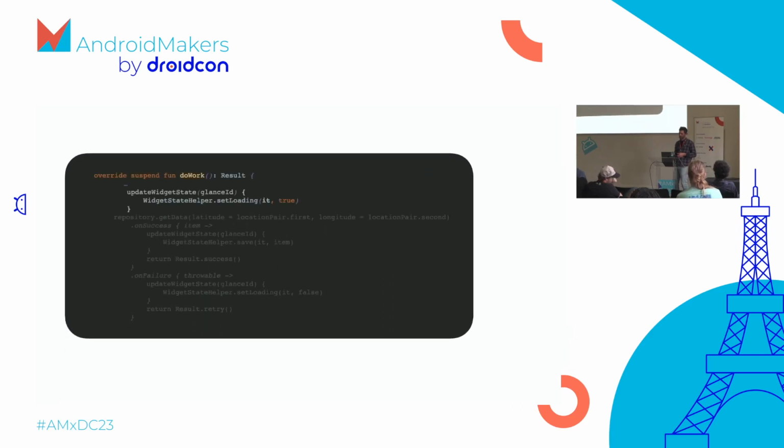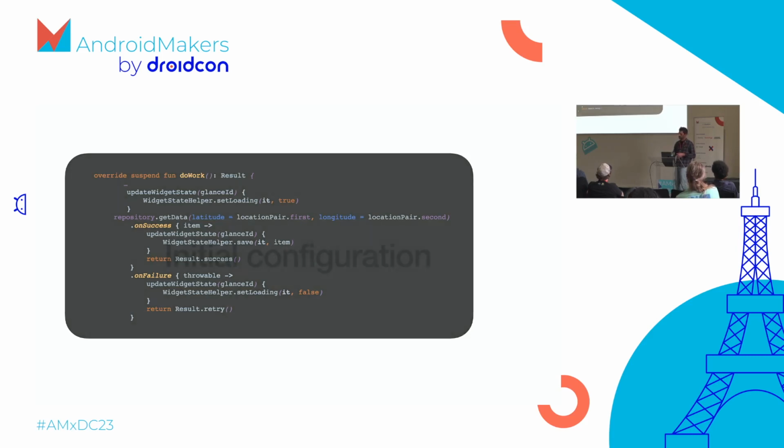So then I can go to do my work, update widget state, and set loading to true. Then call my repository to get the data using my latitude and longitude. And then on success, I'm updating the widget state with my Glance ID and giving the new state using my helper to save the new state. On failure, I want loading to stop and display the previous data. I do not want to display the error state, just the previous weather info.